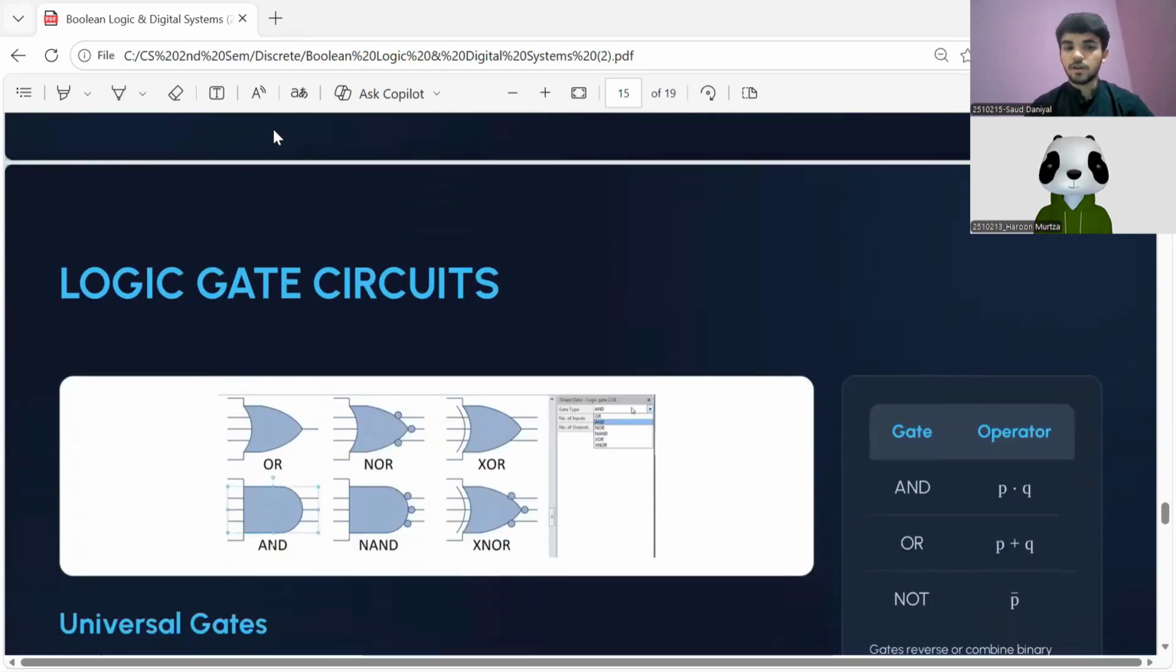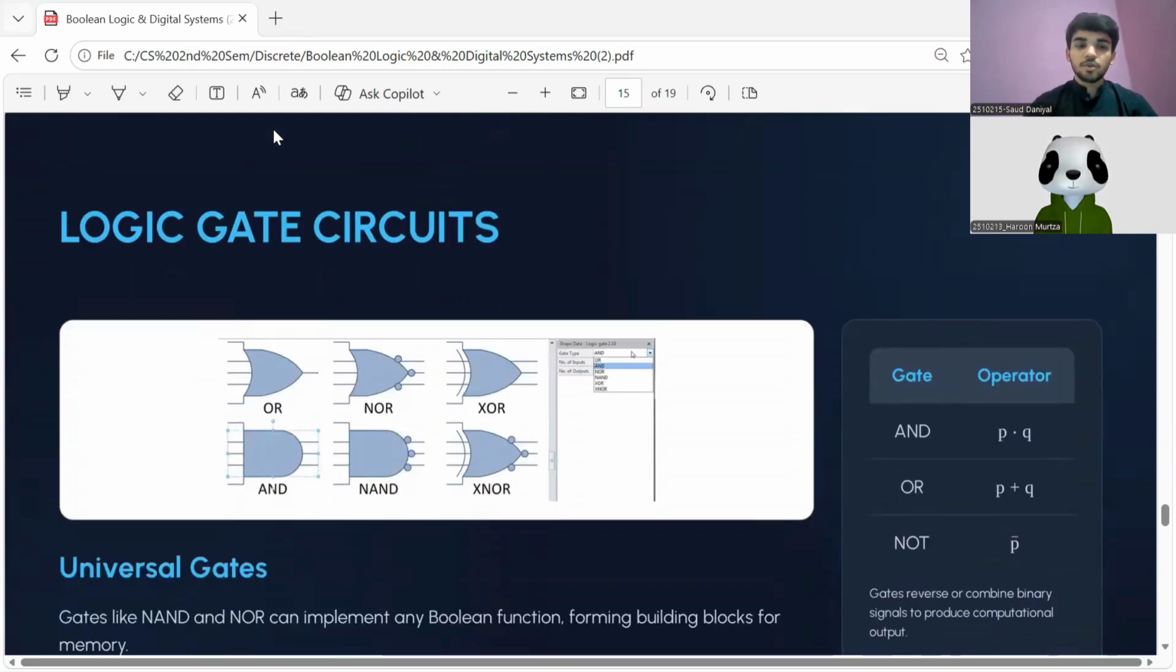Now we have logic gate circuits. We have three basic logic gates: AND, OR, and NOT. As you can see there, this is AND, this is OR, and we have a NOT gate also. The AND gate accepts two inputs and gives only one output. It gives the output 1 when both of its inputs are 1, and 0 when any of its inputs is 0. While on the other hand, the OR gate is somewhat like AND but completely different.